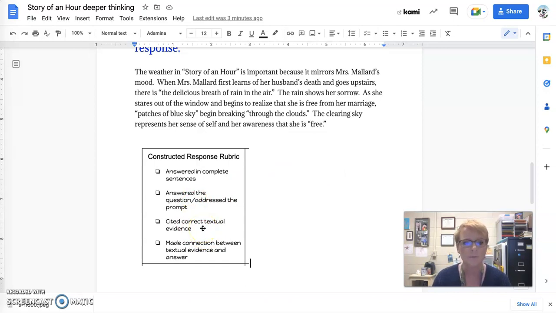The 4th point is made when the writer connects these pieces of textual evidence to the answer for the question. It's not enough to say that the weather mirrors Mrs. Mallard's mood and then not explain how it does so.